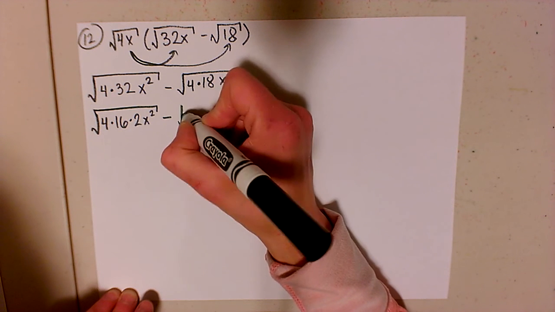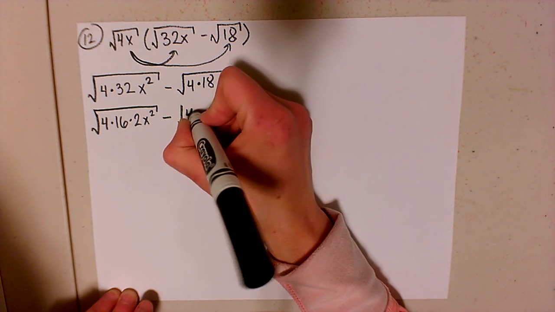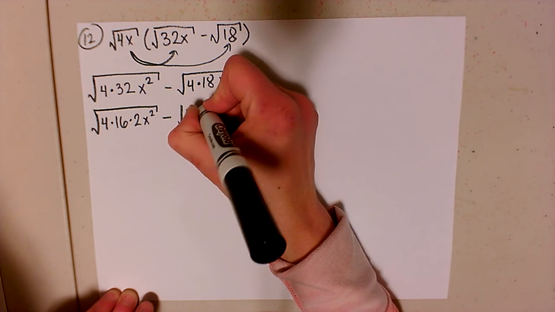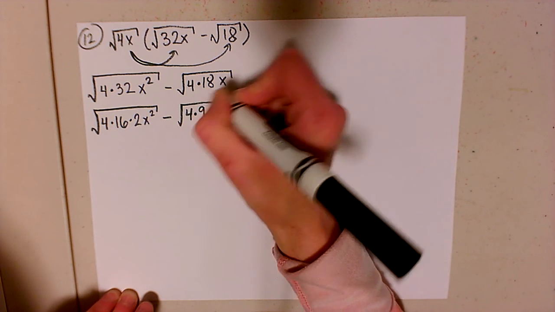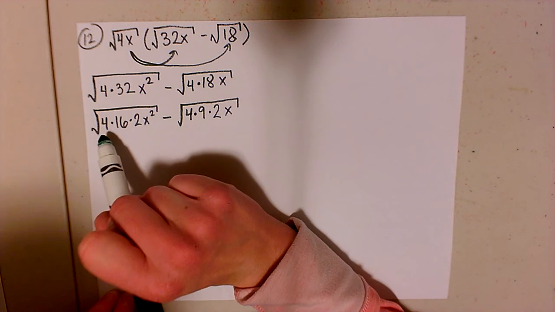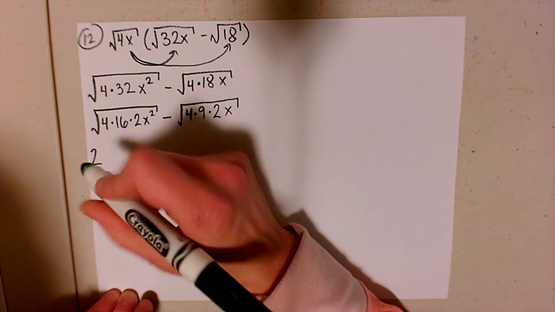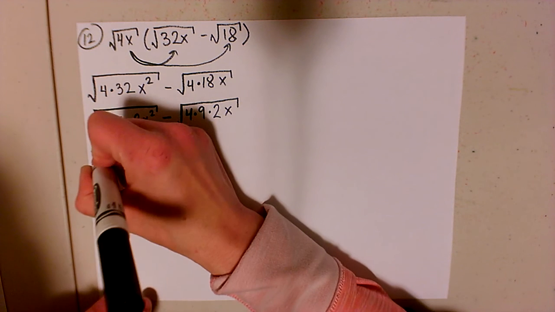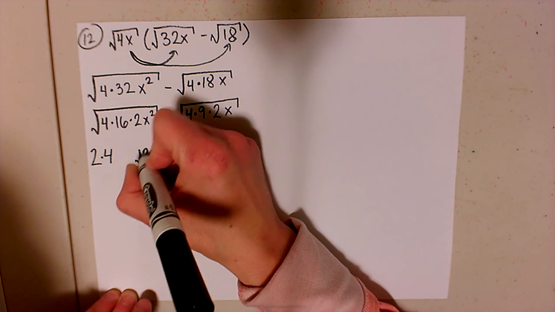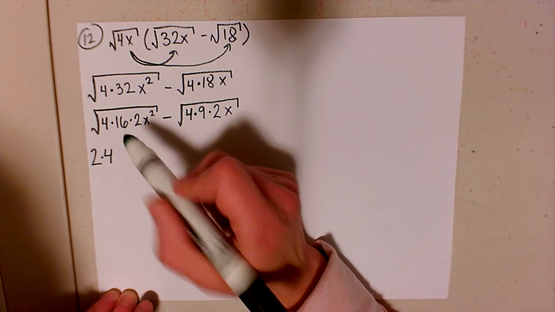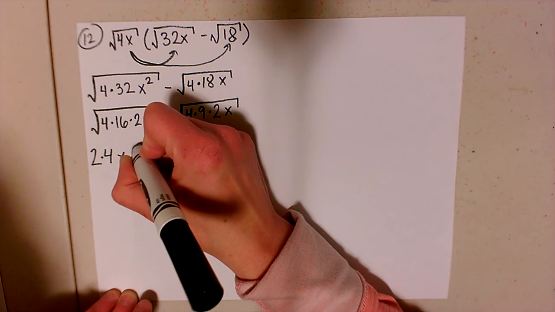So then, for the next one, we have that 4, the 18, we can break that down into 9 times 2, and then we have x, okay? So, the square root of 4 is 2, we can pull that out. The square root of 16 is 4, we can pull that out. This 2 we'll have to keep on the inside, and then the square root of x squared is x, we'll pull that out.